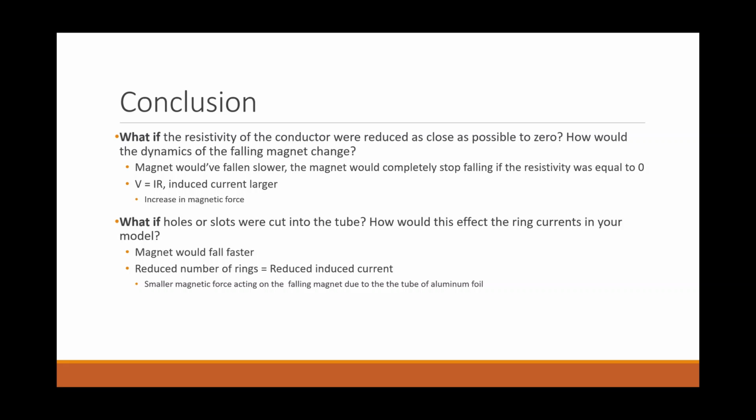If the holes or slots were cut into the tube, how would this affect the ring current in your model? The magnet would fall faster, and you would reduce the number of rings, and you would reduce the induced current. This would decrease the magnetic force acting on the falling magnet due to the tube of aluminum foil or the rings in the tube.